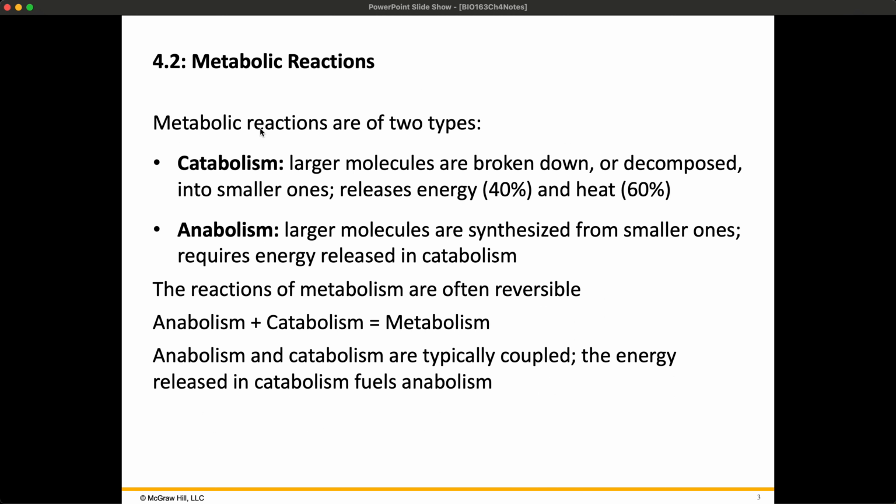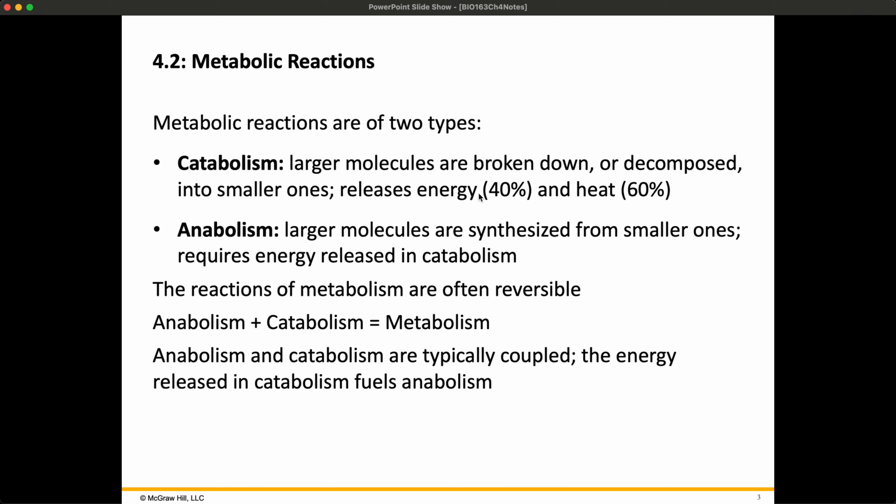So looking at the two types of metabolic reactions, the two general categories are catabolism and anabolism. Catabolism is when you break things down. I always think of catabolism like catastrophe, a big explosion, some large building just breaking down. That's just how my brain goes. But this is releasing both energy and heat.